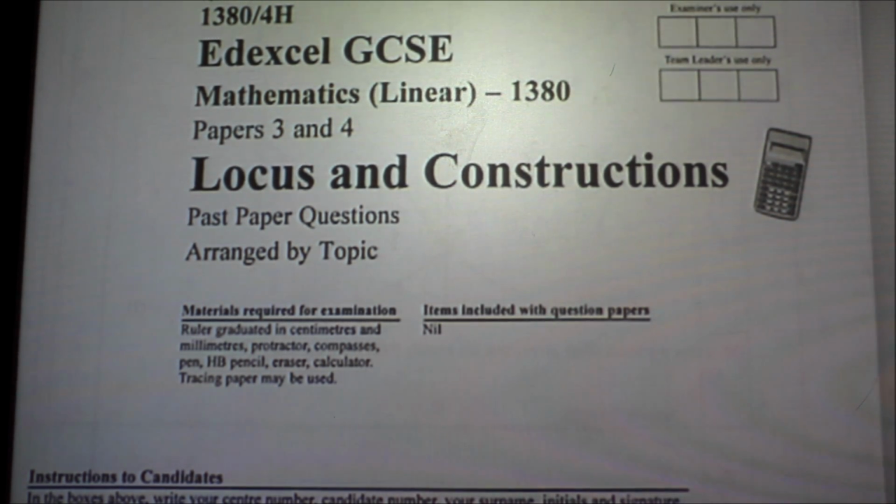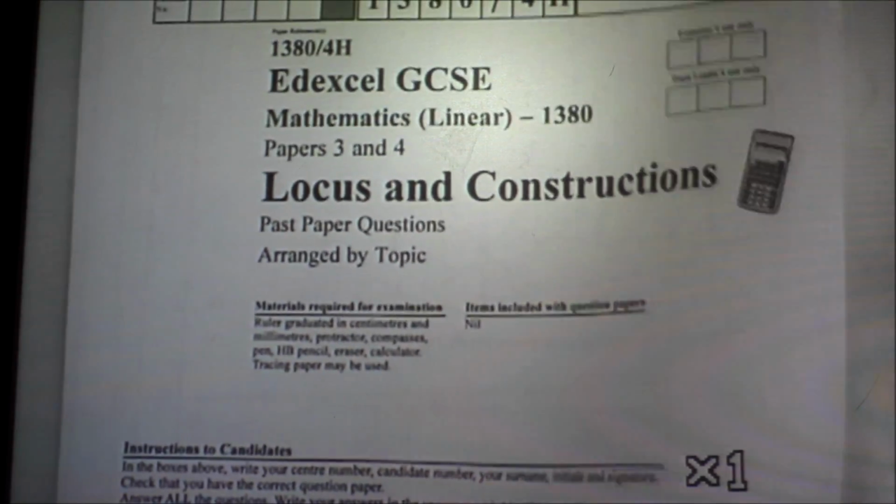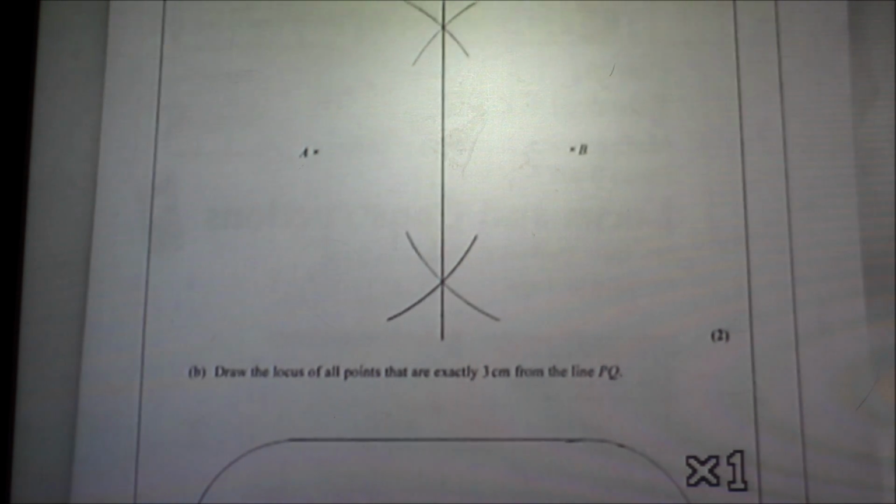Locus and construction. This is where you need to use your compass and a ruler and, most importantly of all, a pencil. Question number 1. Draw the locus of all points which are equidistant from the points A and B.